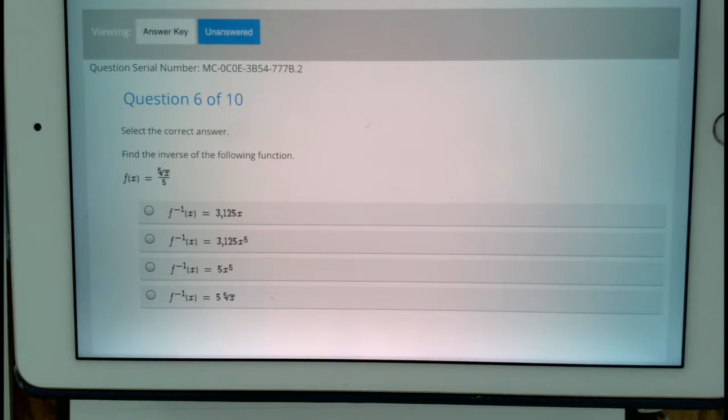Find the inverse of the following functions. f of x equals the fifth root of x. That 5 is in the little check mark part of the radical, just as a clarification there. The fifth root of x, divided by 5.